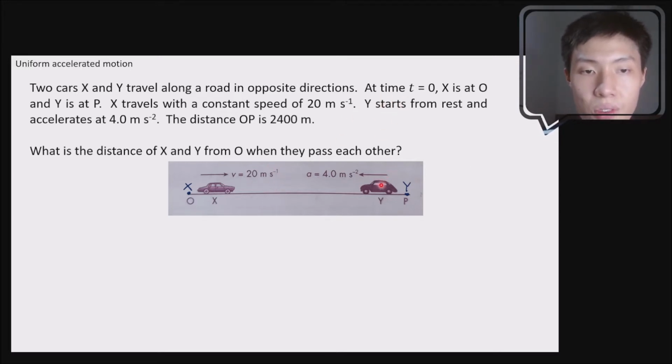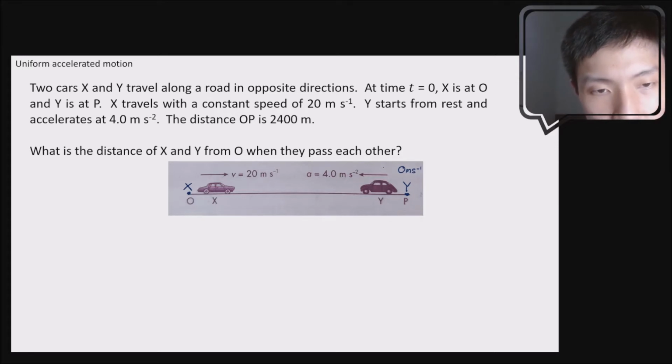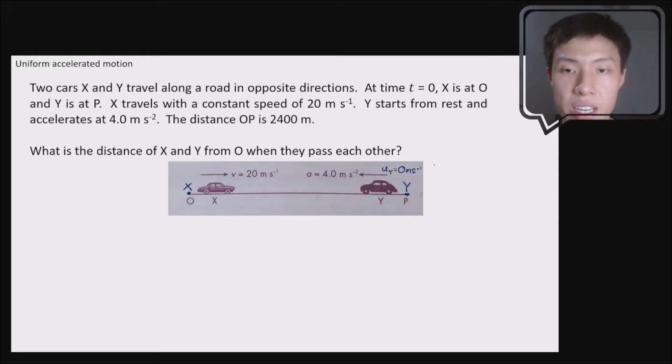Y starts at rest. But the issue is they never mention Y starts at rest in the diagram, so we should label it. So you can say start at rest, so you can say initially it is 0 meters per second. I think if you want to avoid any confusion, you can straight away write U. I think it's still a safe choice to write U, but label a big Y. So this is for car Y, the initial velocity is 0 meters per second.